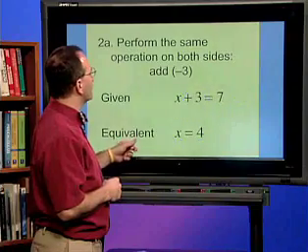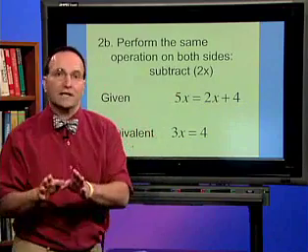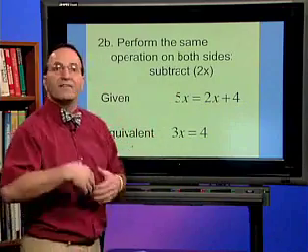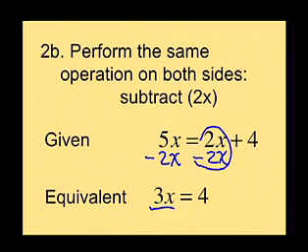Now let's look at subtraction. In this particular case, we're going to subtract 2x from both sides of this equation. The given equation, 5x equals 2x plus 4. And I'm going to subtract 2x from both sides. On the left-hand side, 5 minus 2 gives me 3x's. And on the right-hand side, 2x minus 2x, of course, equals 0. So we have equals 4. And again, we have an equivalent equation of 3x equals 4.